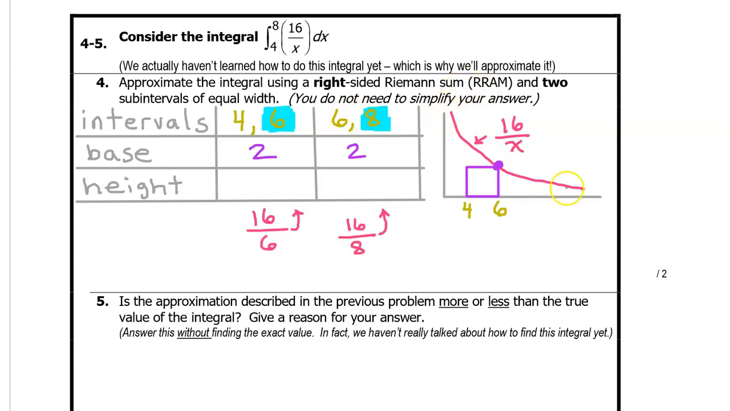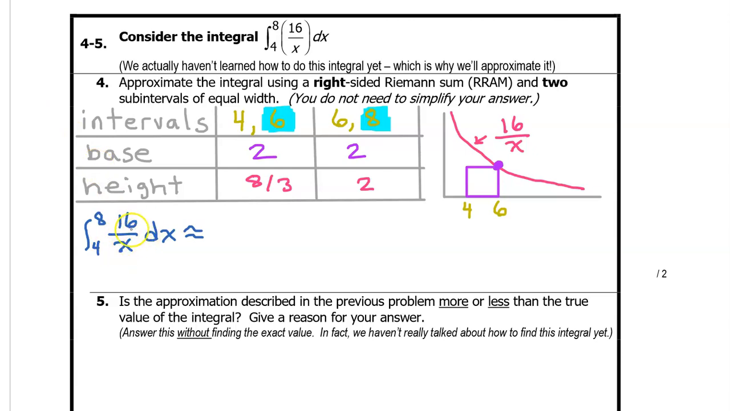The function that I've drawn here is 16 over x. So the value of this function at 6 is 16 over 6, which reduces down to 8 over 3. And the value of the function at 8 would be 16 over 8, which is 2.